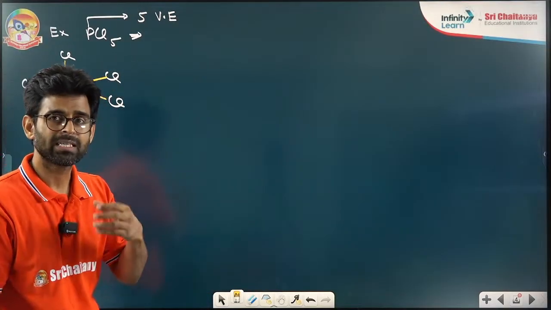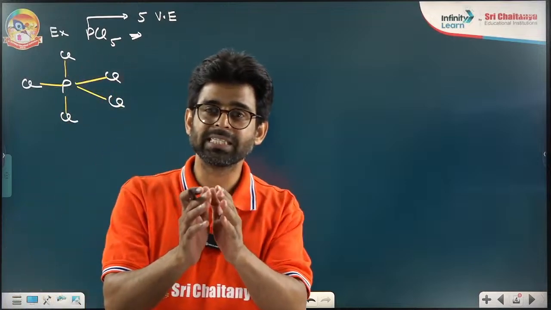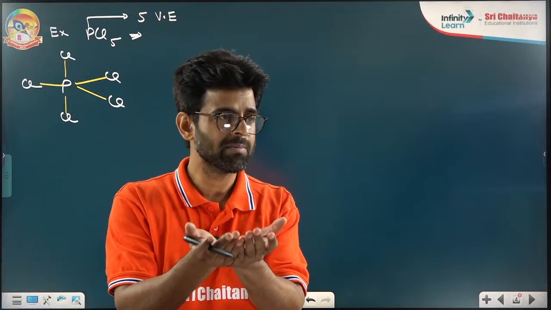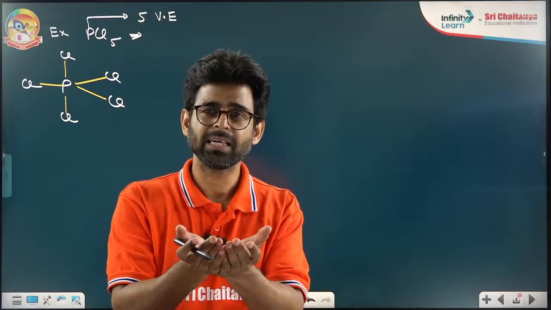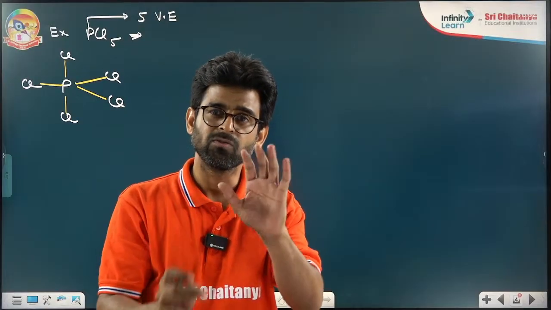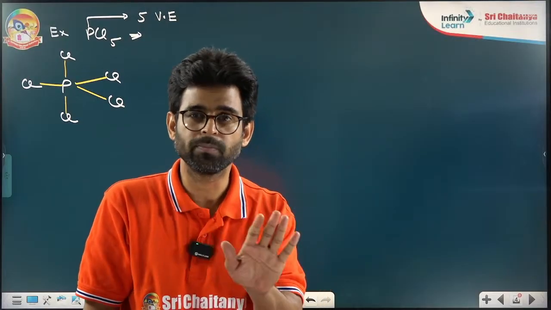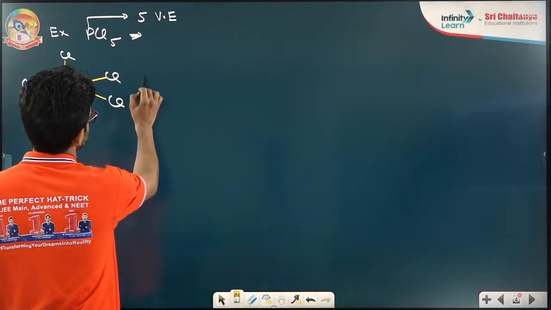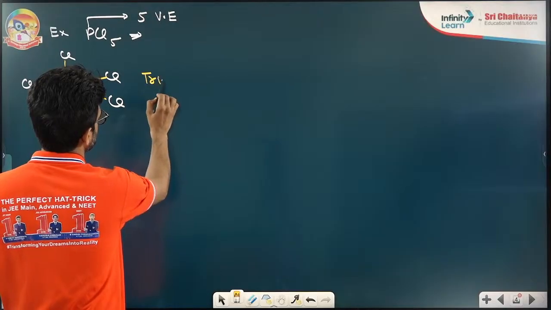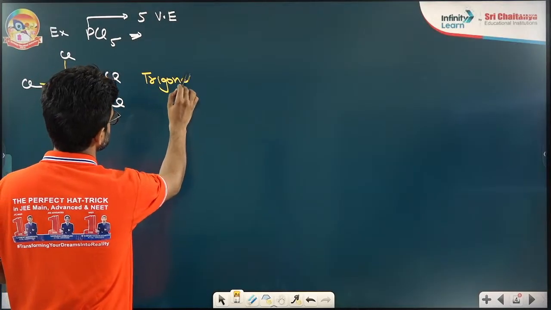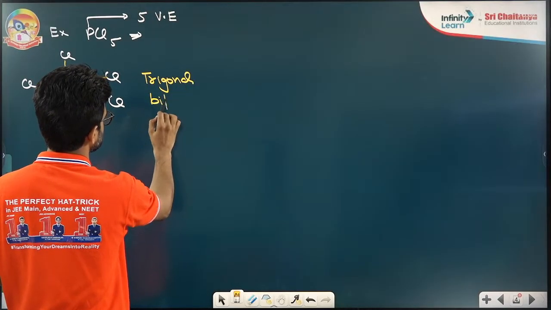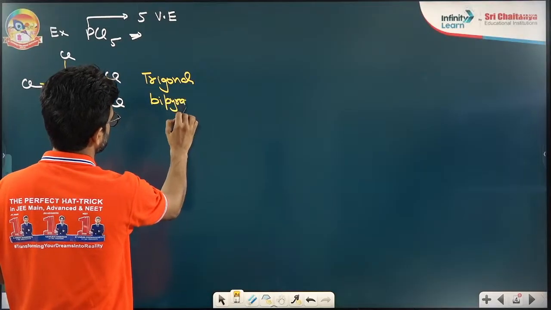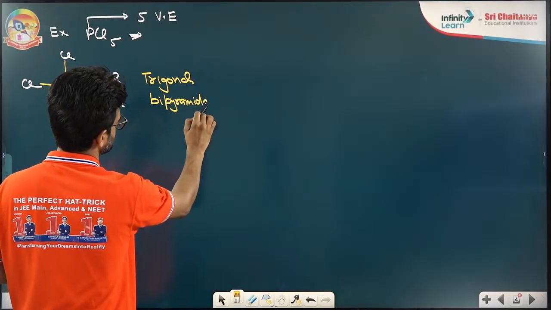If you want to ask the structure, I will open the VSEPR theory table. In the table, they are writing very clearly that if the central atom has 5 sigma bonds and no lone pair, then the structure comes trigonal bipyramid, TBP. So I am writing that it's trigonal bipyramid, right?